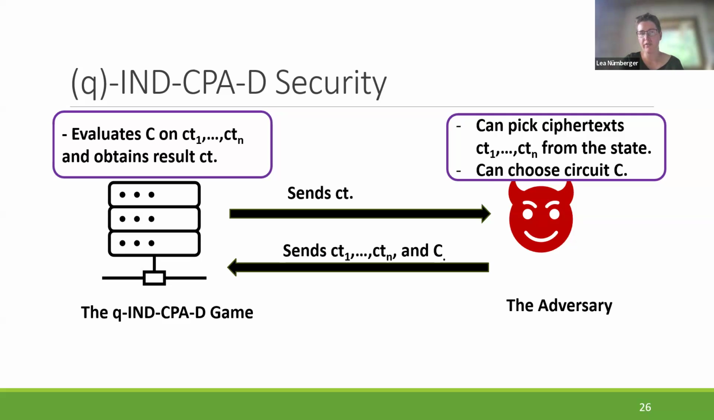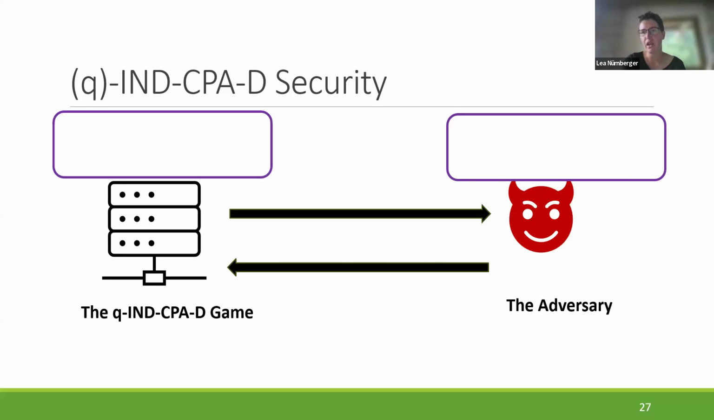Now, usually an evaluation of a circuit on ciphertext is publicly computable. So this additional evaluation oracle shouldn't give the adversary any additional power over the original NCPA game. So it's essentially here for completeness, because if we're already modeling a new security notion for FHE, we might as well include evaluations.